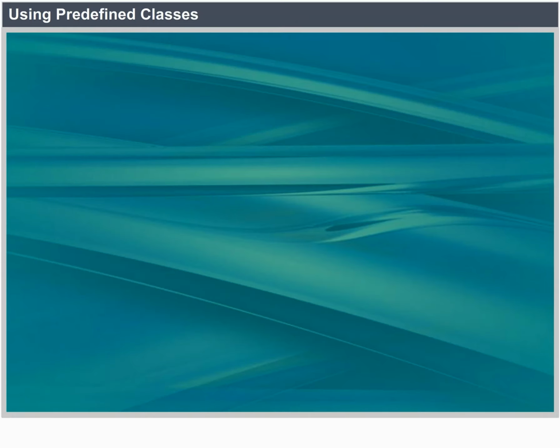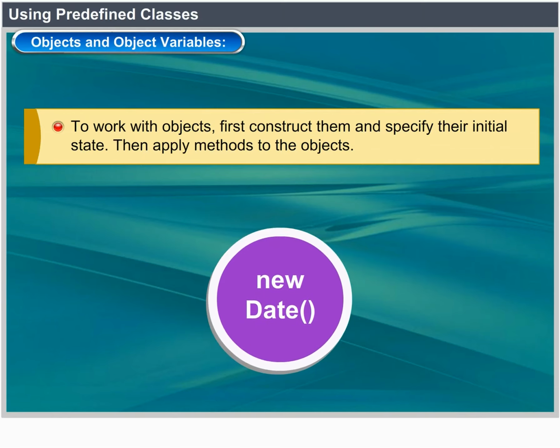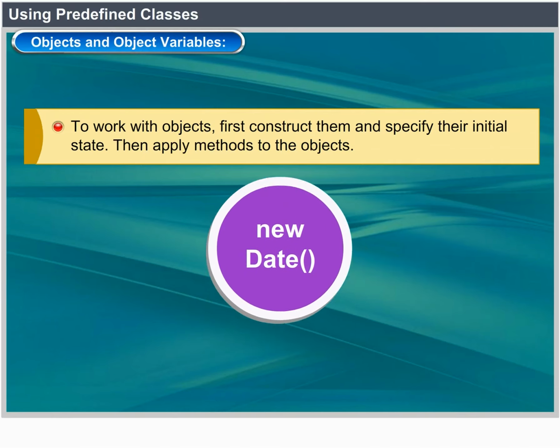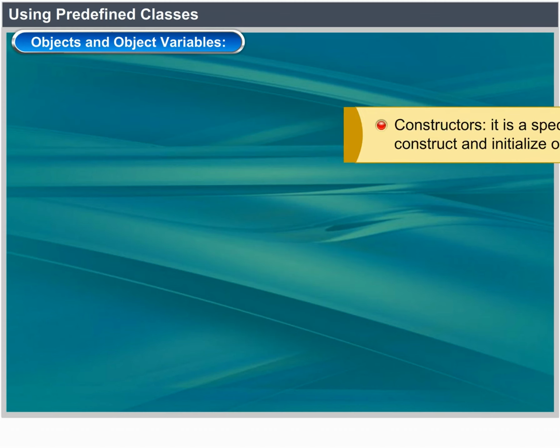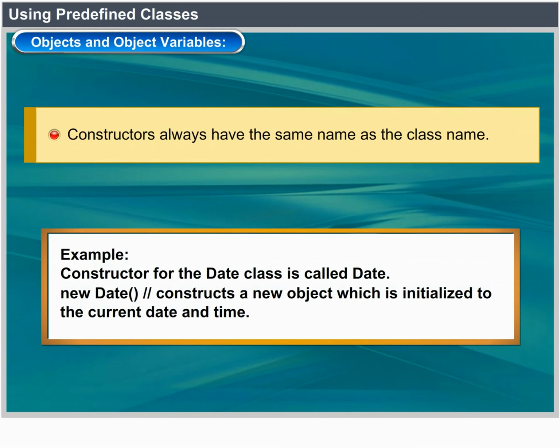Using predefined classes. Objects and object variables. To work with objects, first construct and specify their initial state, then apply methods to the objects. Constructors. A constructor is a special method whose purpose is to construct and initialize objects. Constructors always have the same name as the class name.